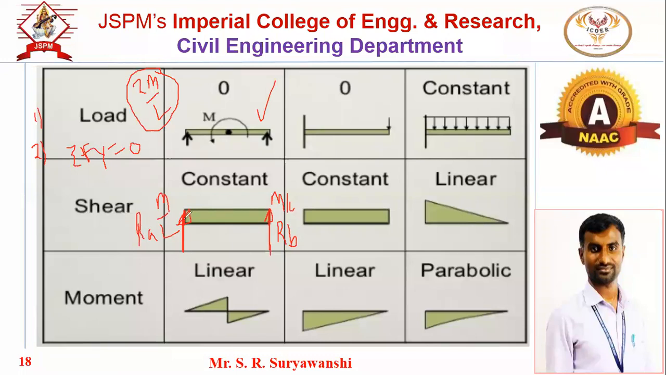So that's why the nature of reaction will be opposite. Now we will discuss RA: if it is upward, then RB is downward. Then we will apply again summation Fy equal to 0. RA is upward, M by L, that's why positive. Then RB is downward, that's why minus M by L is equal to 0. So this indicates no vertical force is acting on the beam. That is the case, no vertical forces, only moment.